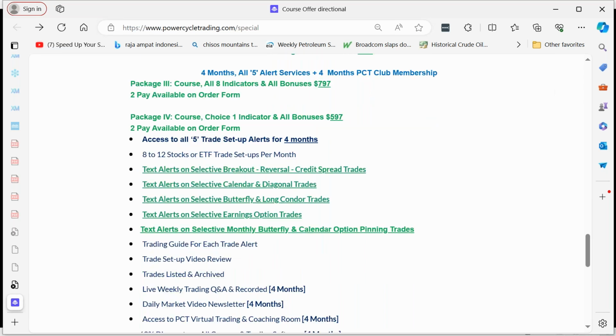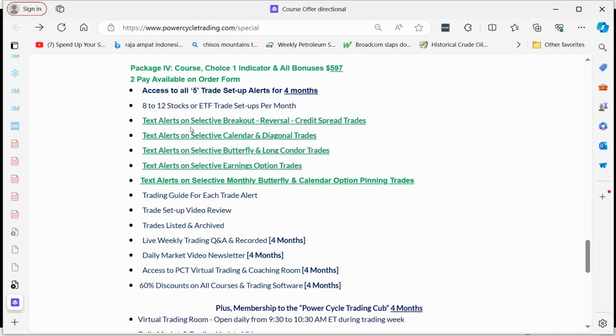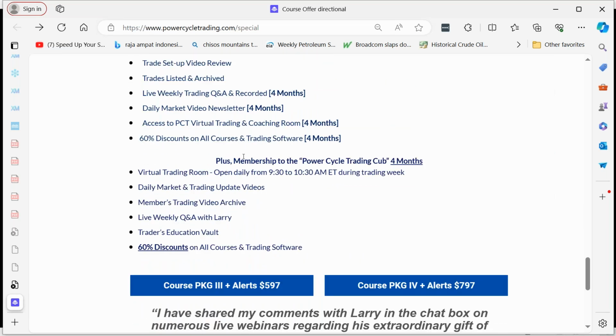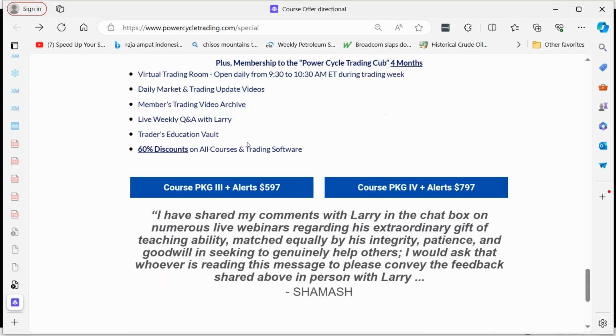Okay, so we send out breakout reversal type trade setups. These are typically credit spreads, calendar counter diagonal trade setups. We did a couple of those this week. Butterfly, long condors, selective earnings, and pinning trades. We'll go through more of a review here a little bit later.